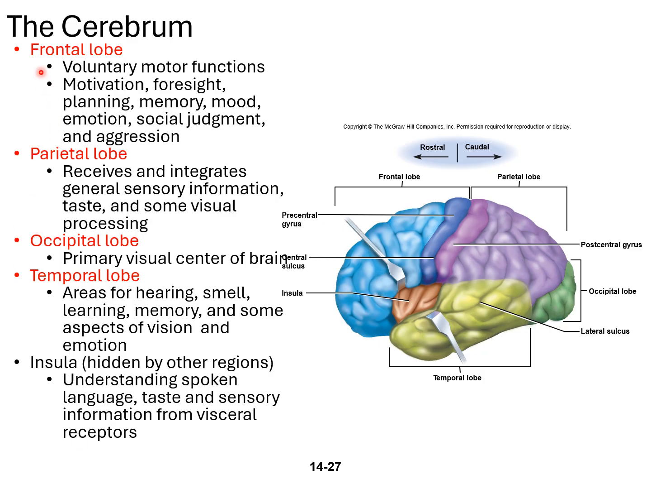You're going to have the 5 lobes. You're going to have the frontal lobe. Frontal lobe, voluntary motor function, because it has the precentral gyri, which is the primary motor cortex. So all of this dark blue is your primary motor cortex. That's part of the frontal lobe. But what you really think about with frontal lobe is motivation, foresight, planning, memory, mood, emotion, social judgment, and aggression. All of that is going to be frontal lobe.